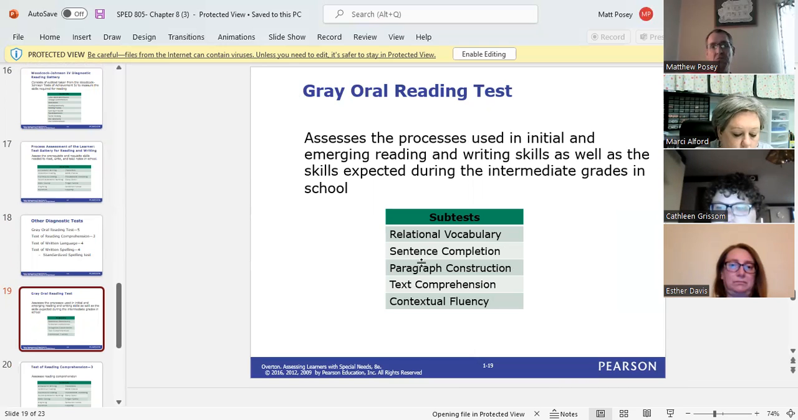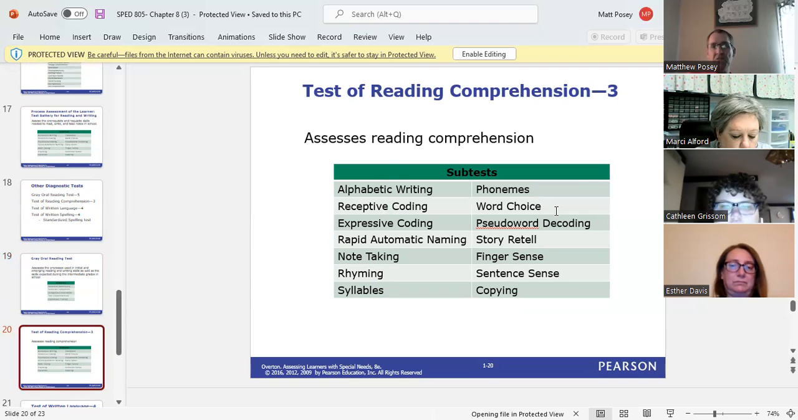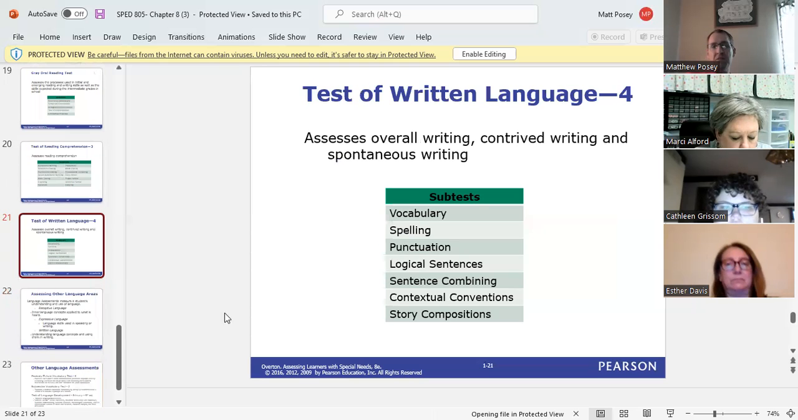So relational vocabulary, sentence completion, where it will give them partial sentences and they have to go in and complete that to make sure they have an understanding of the context, paragraph construction, and also text comprehension as well. Test of Reading Comprehension, you can see the things it looks at here: syllables, rhyming, note taking, expressive coding, receptive coding, and you'll see phonemes, and then also storytelling. So that's a few of the main ones that it looks at.